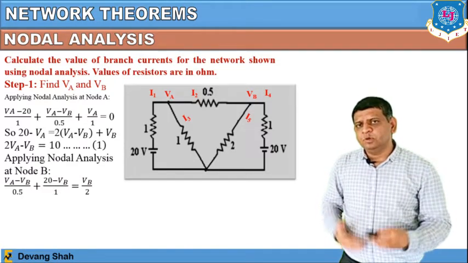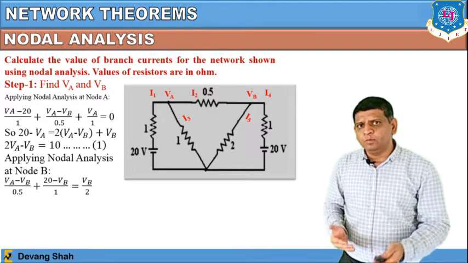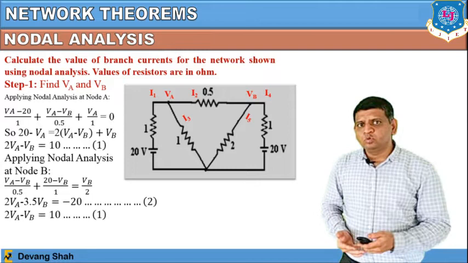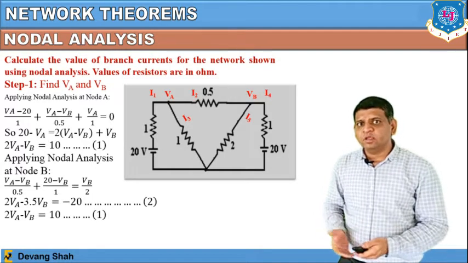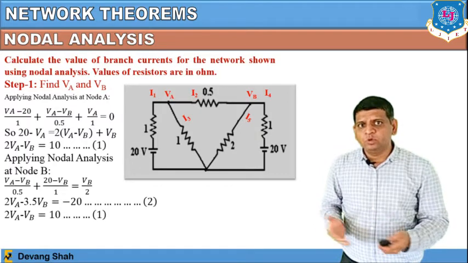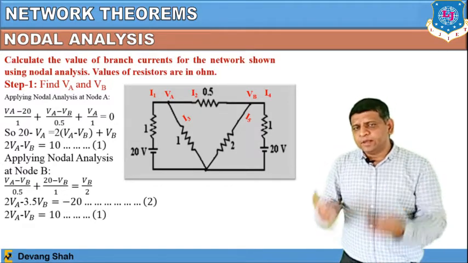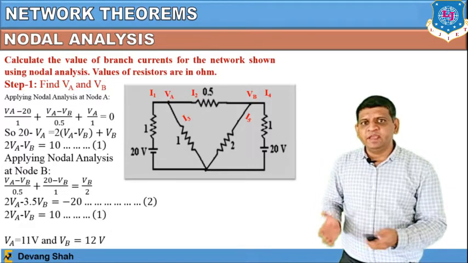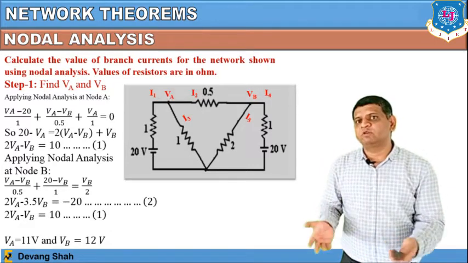So here once you apply nodal analysis at node A and node B, simultaneously you can find there are 2 equations. One equation is 2 VA minus VB is equal to 10. Another equation is 2 VA minus 3.5 into VB is equal to minus 20. Once you apply the elimination method, you can find VA is equal to 11 volt and VB is equal to 12 volt, right?